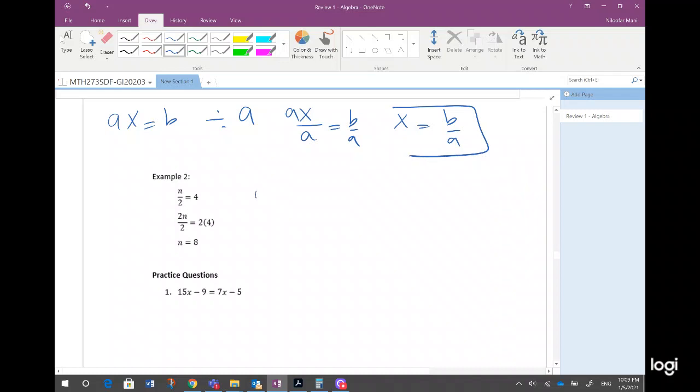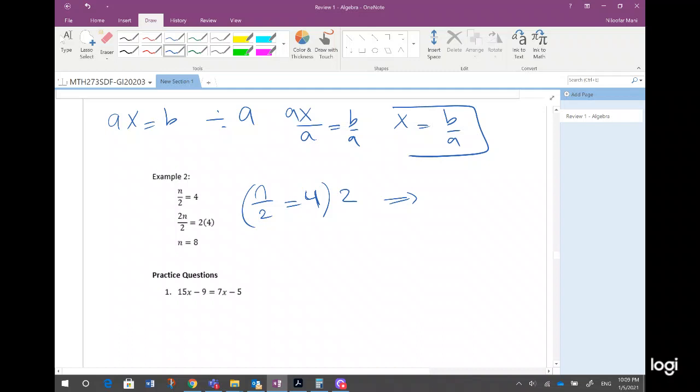How about here? Here is n over 2 equals 4. When I say I want to solve for n, it means I want to isolate n. So I want to see n alone. What I see is divided by 2, so I multiply both sides by 2. Do I do anything wrong? No. When I multiply both sides by a number, divide both sides by a number, add something to both sides, or subtract from both sides, I didn't do anything wrong because I didn't change my question.